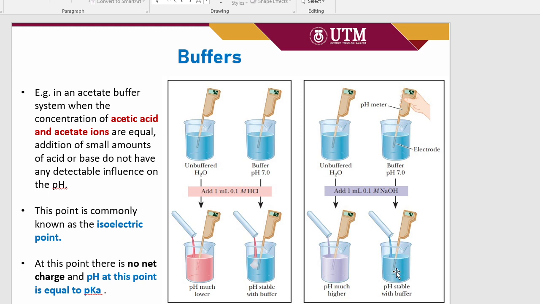This point is called the isoelectric point. At this point, there is no net charge. We have equal pKa. The pKa is the mathematical term of the dissociation equation, of how much your acid will dissociate inside this solution and make it acidic.